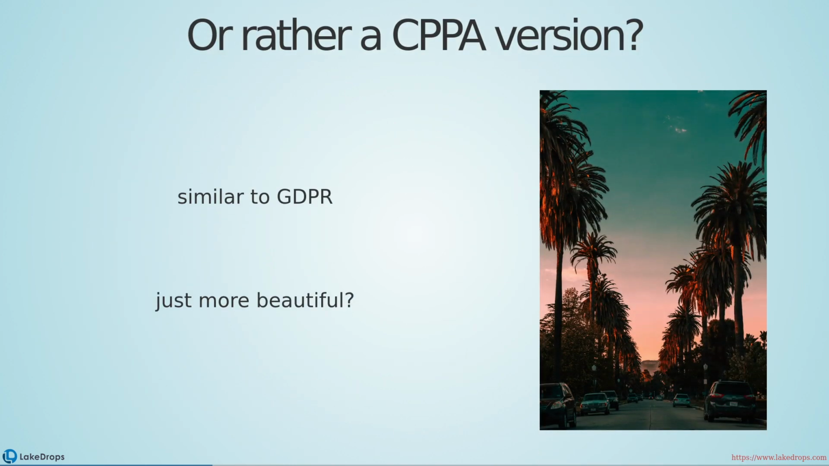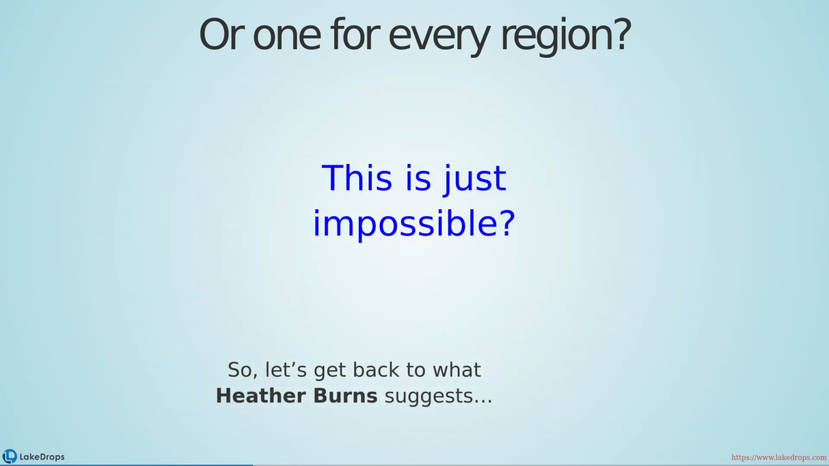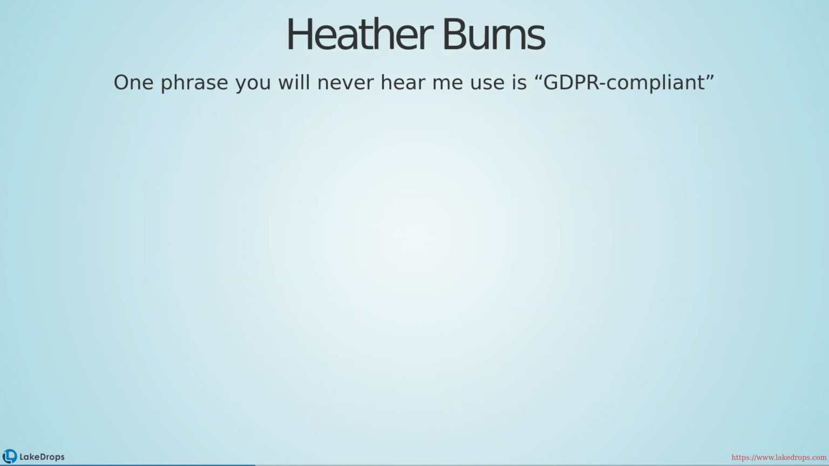So if GDPR is wrong, what about CCPA? Well, it's pretty similar, it's just more beautiful, at least in California. So maybe we should come up with a Drupal CMS version, one for each country or region. Well, I would never have proposed that to the leadership team, because having one is a big task. Having 200 is just impossible. That will never happen. So let's go back to Heather and how she takes that, and maybe we can find something from her on how to get it right.